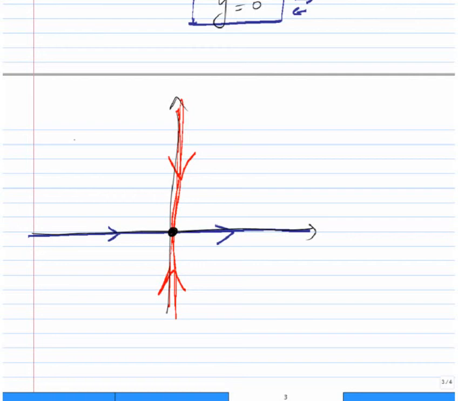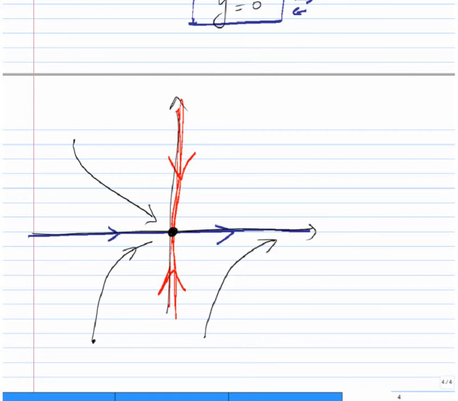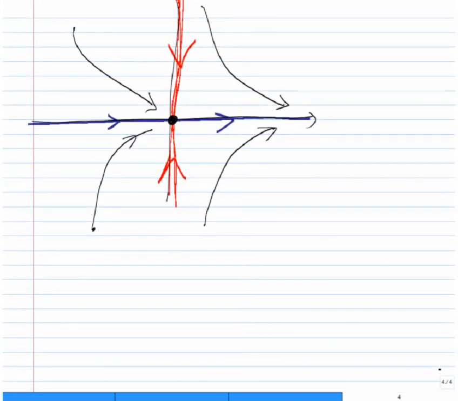This is very important because it tells you how the solutions behave. For example, if you have a solution here, it will be coming down, while this one here will be going up, and here solutions will be going up, and here solutions will be going down. As you can see, (0, 0) is attractive from the left, but it's repelling from the right. We have basically a saddle.